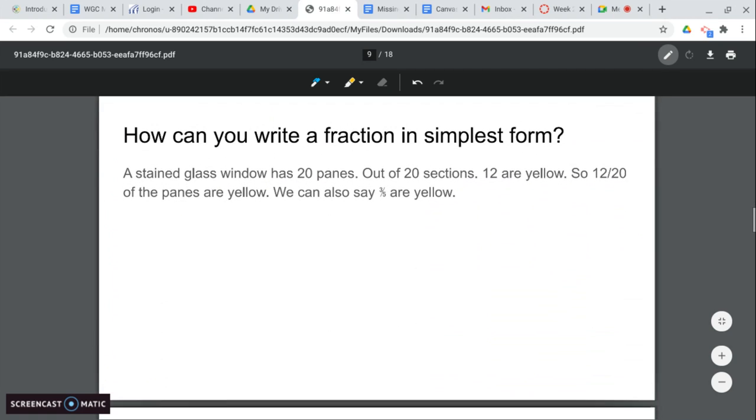All right, how can you write a fraction in simplest form? I've been mentioning this to get you prepared for this part of the lesson. A stained glass window has 20 panes. Out of 20 sections, 12 are yellow. So 12/20 of the panes are yellow. We can also say 3/5 are yellow. So 12/20 reduces down to the simplest form of 3/5.